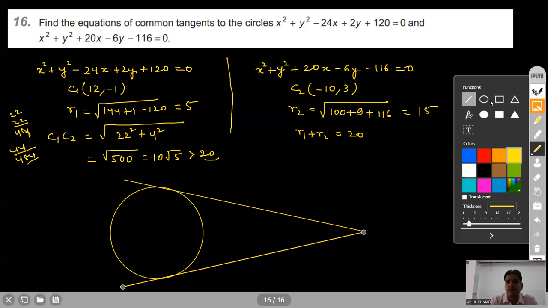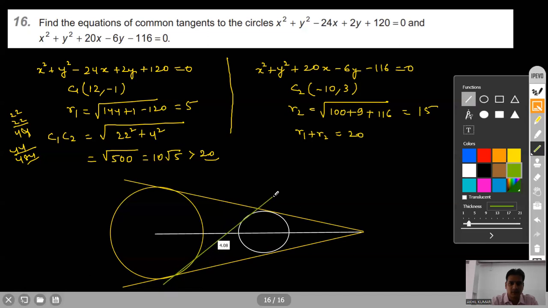The other circle will be a smaller one. So this will be our smaller circle. And let me join these 3 points. These 3 points will lie on the same circle. So there will be two direct common tangents and two indirect common tangents. So these four tangents will be there.